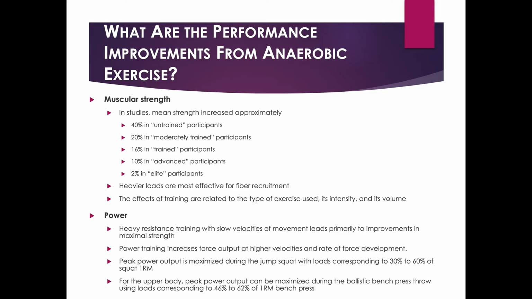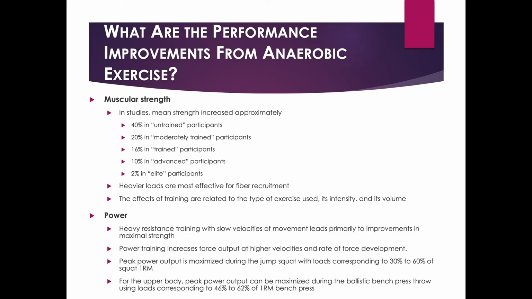It says power training increases force output at higher velocities and rate of force development. It says peak power output is maximized during the jump squat with loads corresponding to 30 to 60% of squat 1 RM. Reducing the amount of weight means you'll have less force output, less cross-bridge attachment, but you can move at a greater velocity. So it means force times velocity, greater power output.